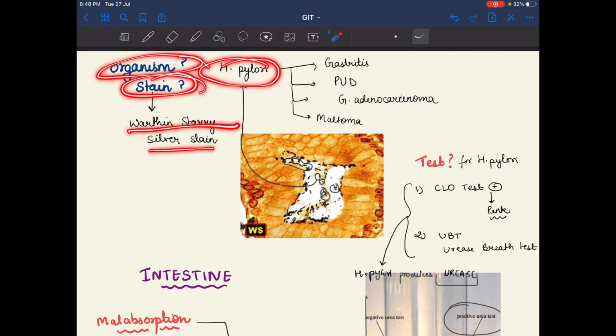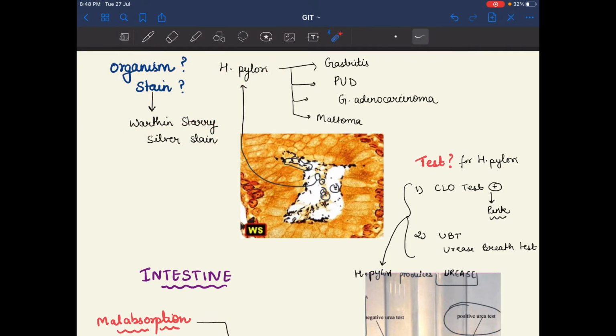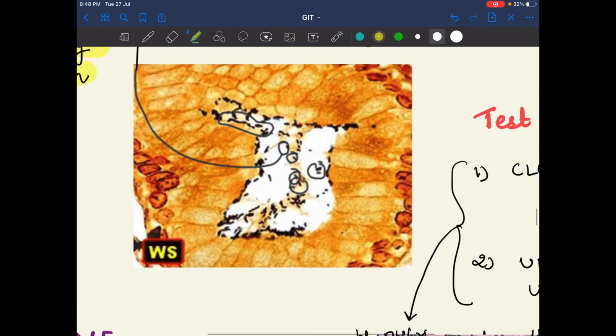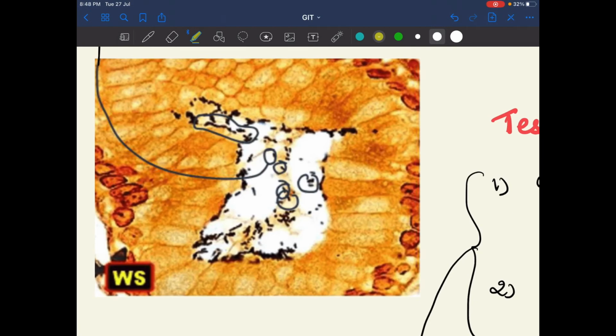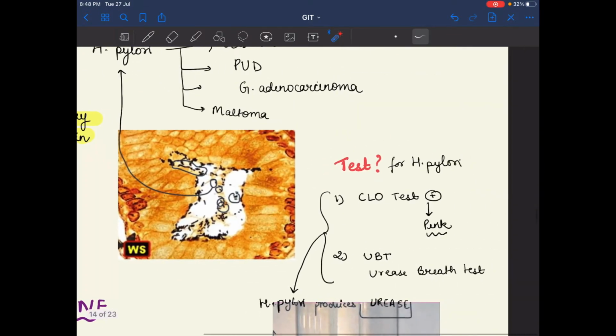And the stain which we do for H. pylori is Warthin-Starry silver stain. So for the staining of H. pylori, we have to do Warthin-Starry silver stain. Please remember this also. As we see in this image, these black bugs are the H. pylori bacteria. So H. pylori is seen on the Warthin-Starry silver stain.